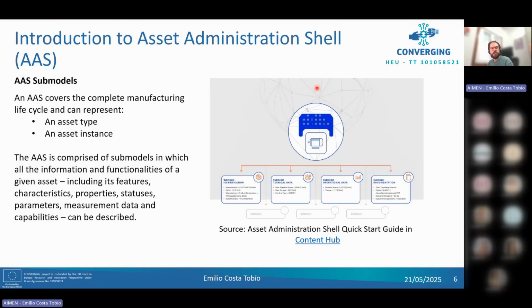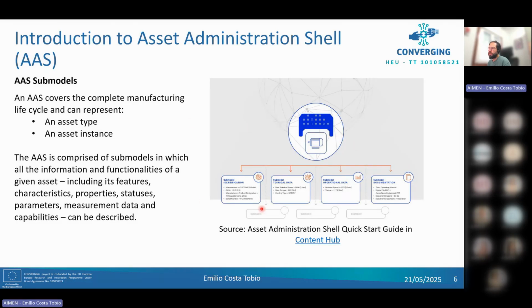Furthermore, the AAS is comprised of different submodels. These submodels contain all the characteristics and features that we want to add to the asset. It could be features, it could be variables that we are measuring, it could be parameters that we want to configure, a lot of things. For example, here we have an example extracted from the Quick Start Guide of Asset Administration Shell that represents a servo motor that we have.